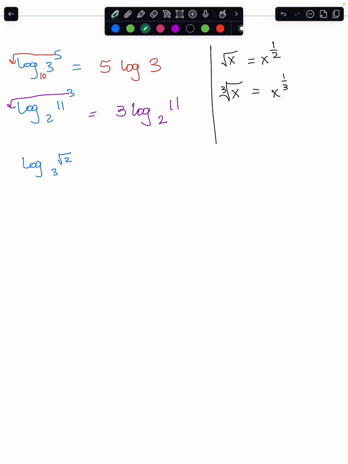That's really equivalent to saying log base 3 of 2, where that 2 is raised to the 1/2. And then this half is going to drop down here, and I'm left with 1/2 log base 3 of 2. Okay? So there's that little rule.